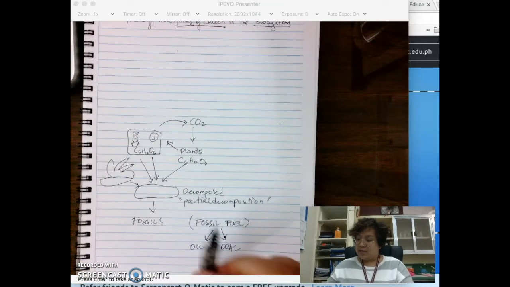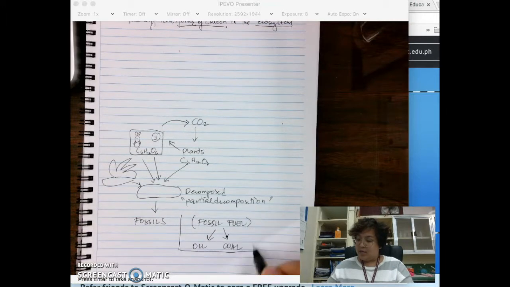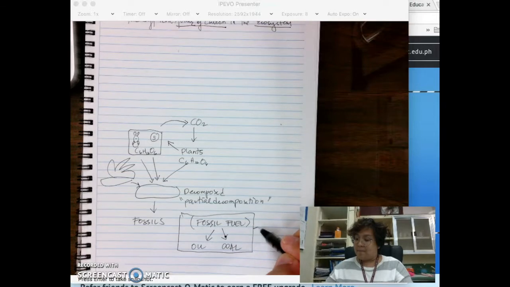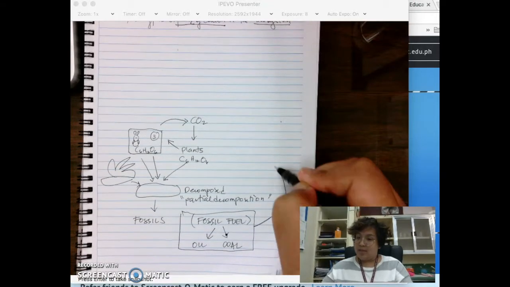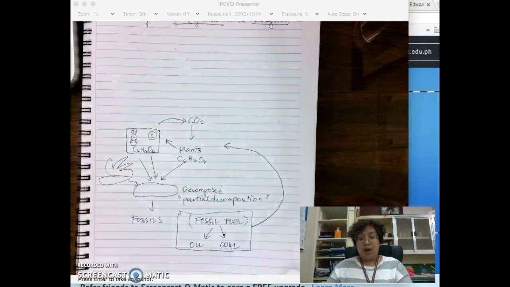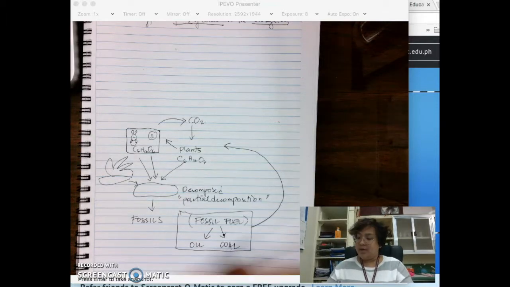So what have we discovered? These fossil fuels, we can actually burn them. And as we burn them, we release back carbon in the form of CO2 into the atmosphere. Now, where else can we find carbon?